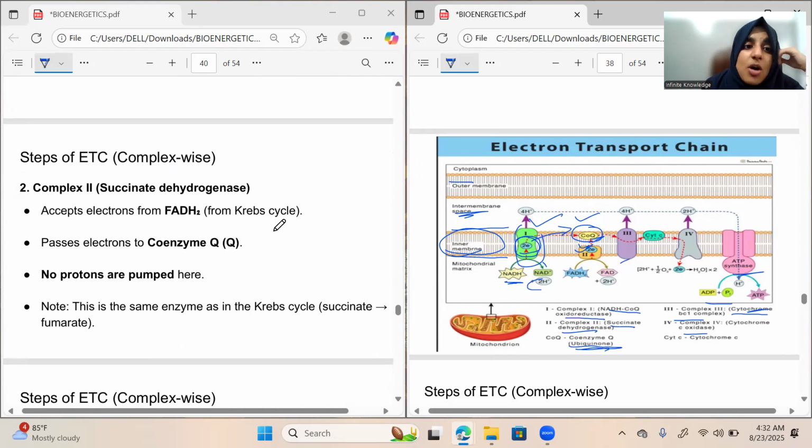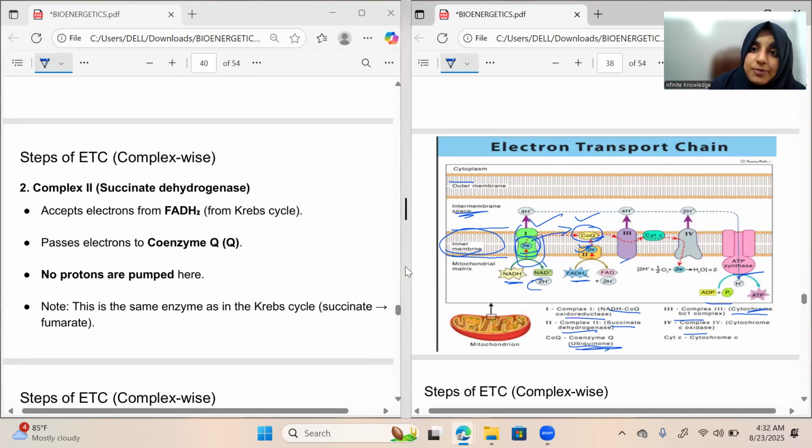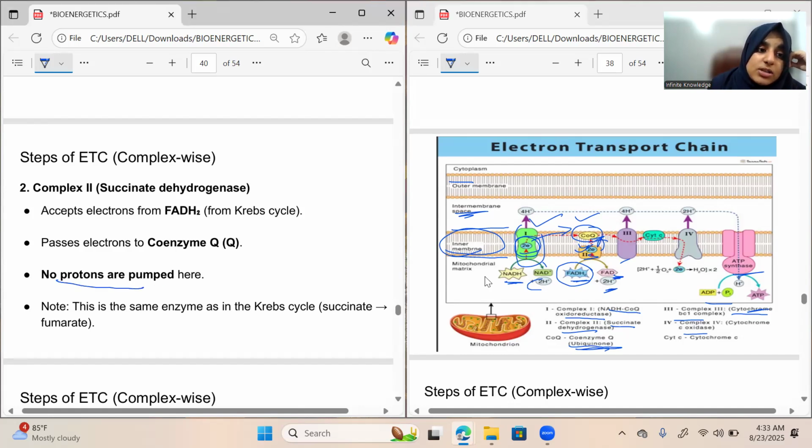Now what is complex 2 doing? It basically takes FADH2. Complex 1 was for NADH, complex 2 is now for FADH2. FADH2 is converted into FAD plus 2 hydrogen, and it gives 2 electrons to coenzyme Q. No protons are pumped over here.